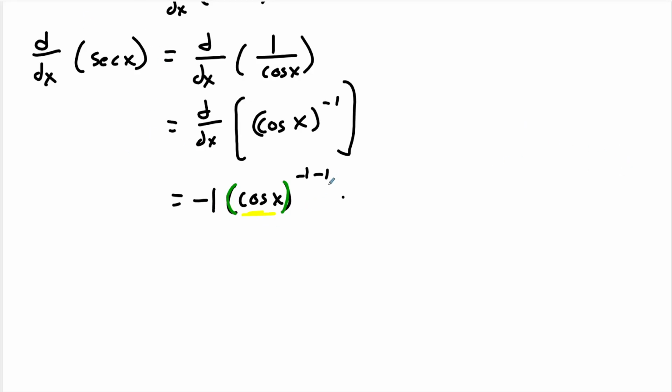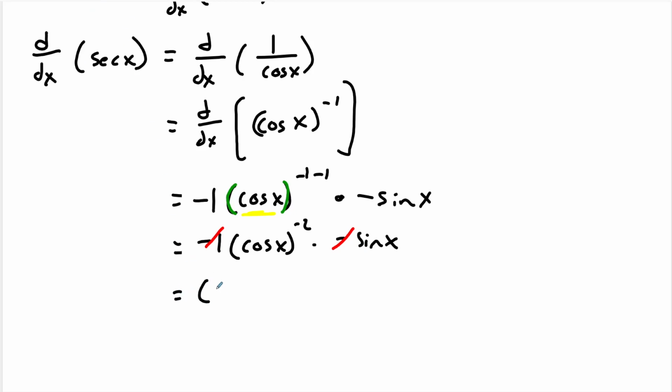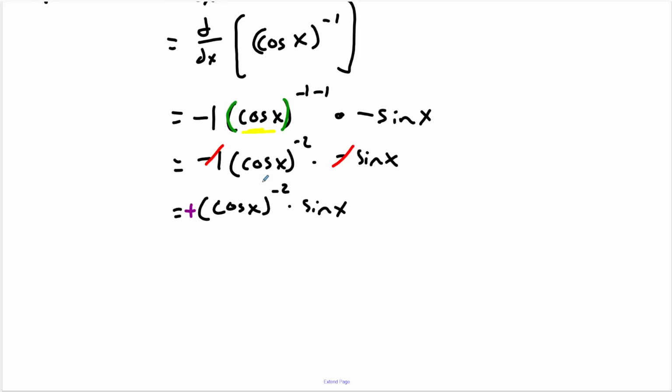So then times the derivative of cosine of x, which would then be negative sine of x. Okay, so then this will be -1 cosine of x to the -2 times negative sine of x. We can skip ahead, cancel these negative signs, and just get cosine of x to the -2 times sine of x. And this is already a good sign because this is secant, this is not cosecant. We have a positive sign here. So that means that we're on the right track.